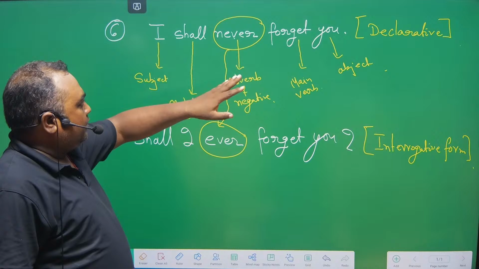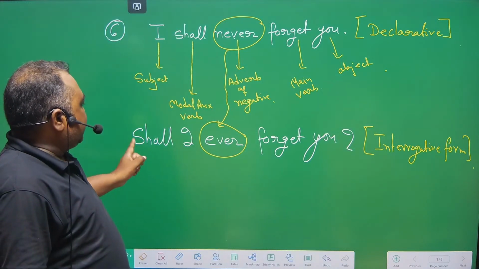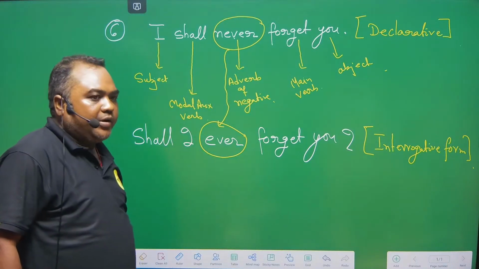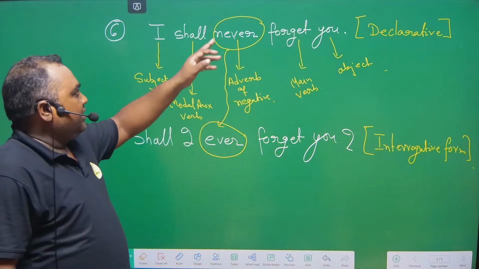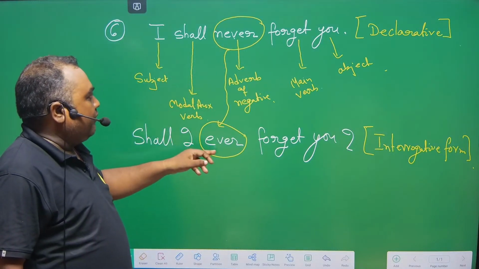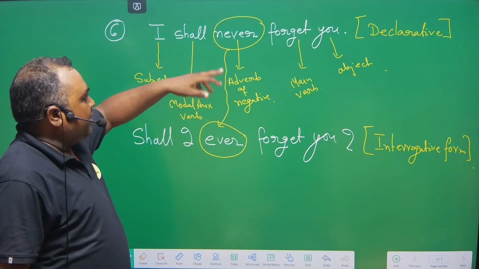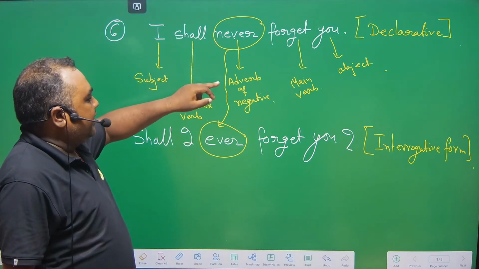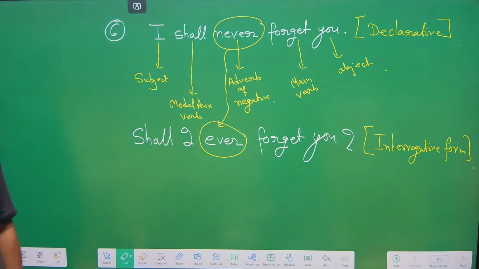I shall never forget you. It is in declarative form. And shall I ever forget you? It is in interrogative form. So one important thing is never gets converted into ever. Again I am repeating. Never gets converted into ever. Shall I ever forget you? So note it down, student.